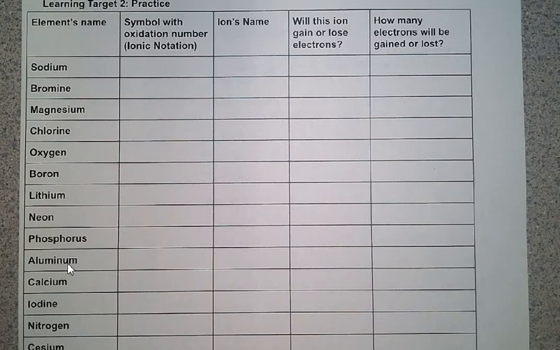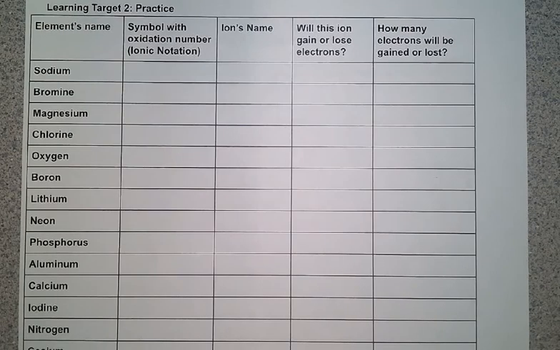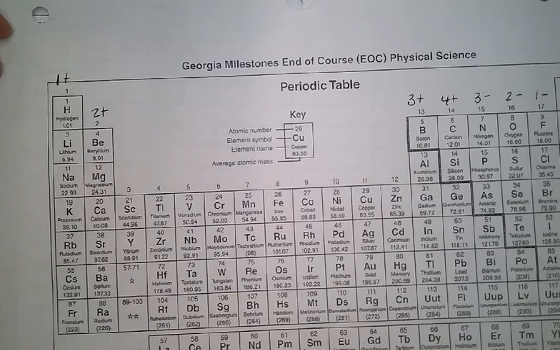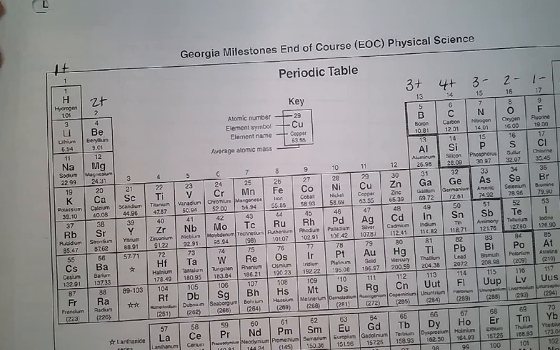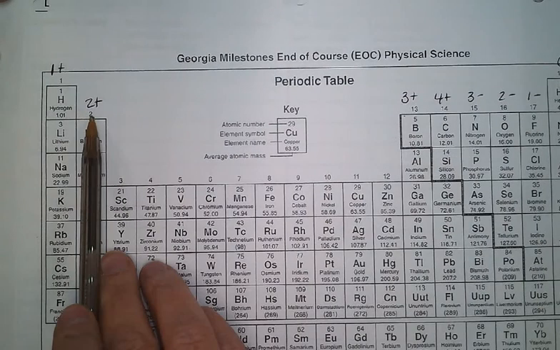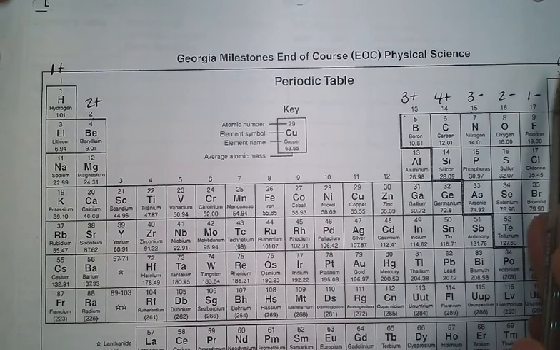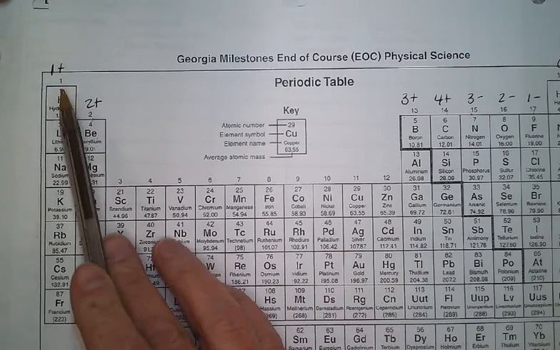Okay, this is the Learning Target 2 practice, and in this case we are looking through and naming ions. We're looking at the oxidation numbers, the ion name, whether it will gain or lose, and how many electrons will be gained or lost. When you put your oxidation numbers on your periodic table, these are your oxidation numbers right here. We've got a 1 plus, a 2 plus, 3 plus, 4 plus, 3 minus, 2 minus, 1 minus, and 0.